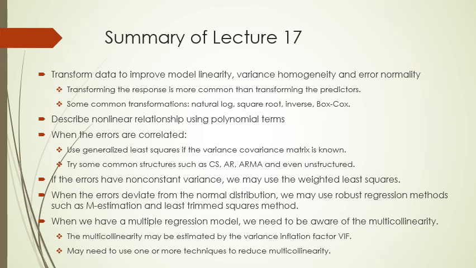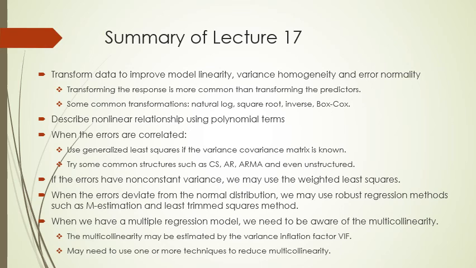When the errors deviate from the normal distribution, we may use robust regression methods such as M estimation and the least trimmed squares model. The Huber's method, one estimation method, is a compromise between least squares and the least absolute deviation. The least trimmed squares method minimizes the sum of squares of the q smallest residuals.